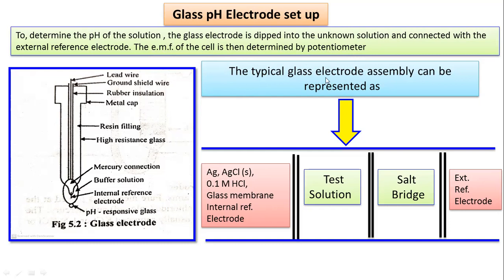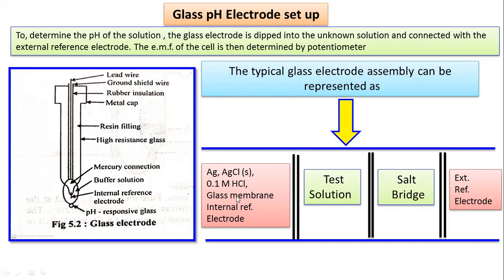The typical glass electrode assembly we can represent over here. You can see in the first section of the glass electrode there are several compartments. Initially AgCl in the solid form, along with 0.1 molar HCl. Then there is the glass membrane as an internal reference electrode. Then there is a test solution connected with the salt bridge, and this salt bridge is simultaneously connected with the external reference electrode. So this overall is an assembly, and that will be called a typical glass electrode assembly.